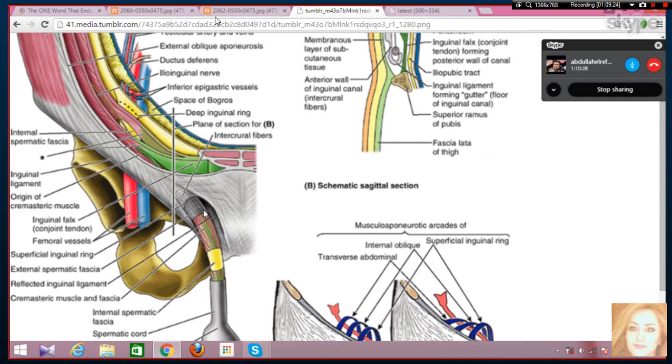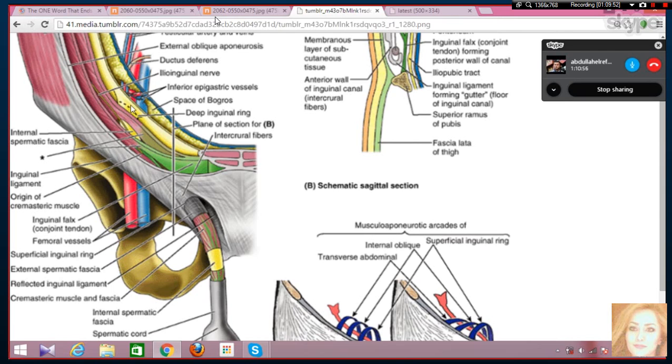If you want to talk about the borders of the canal, here there is a canal. What do you have anteriorly? Anteriorly, you have this. It's the aponeurosis. Which muscle? External oblique muscle. Very good. What do you have posteriorly? You have this. Which muscle? Transverse abdominis.